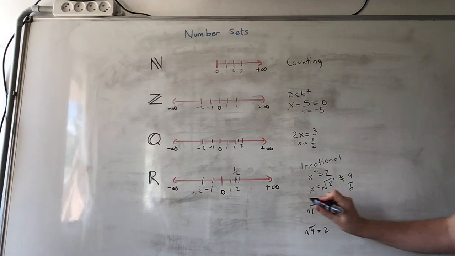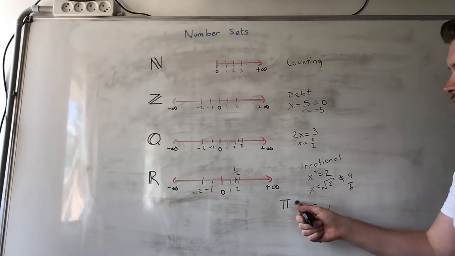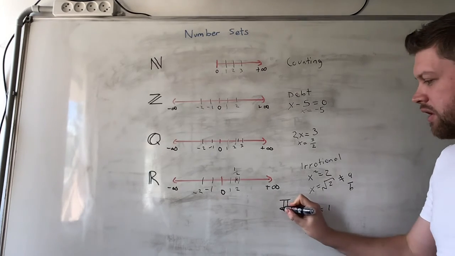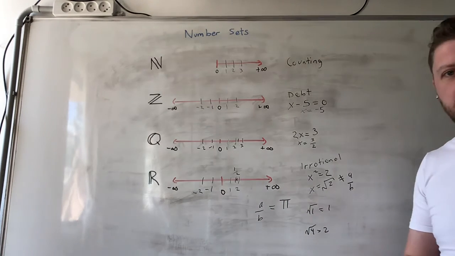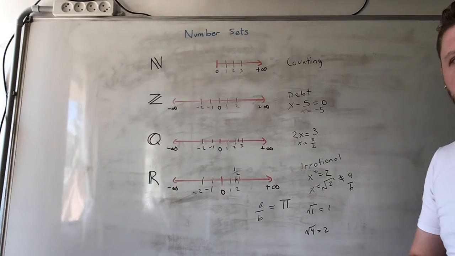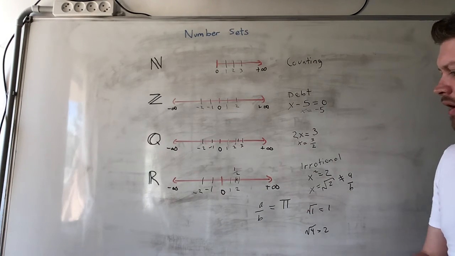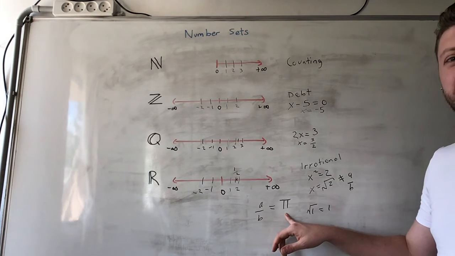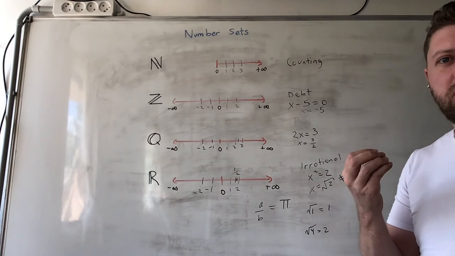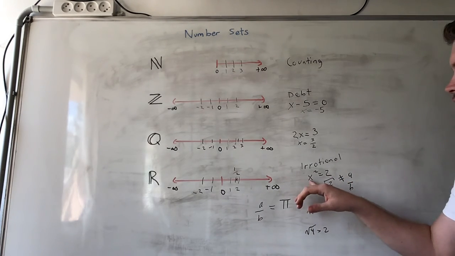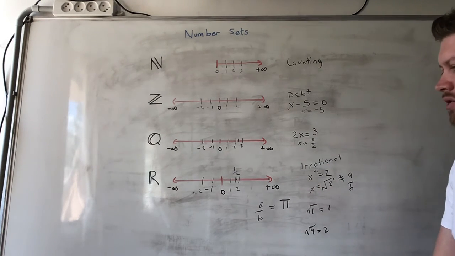Pi, for example, the famous number pi, 3.14 approximately, is a decimal that goes on forever. It's also an irrational number, so you cannot express pi as a fraction of two whole numbers. Pi, I should also say, is a transcendental number, so you cannot get to the number pi using solutions of some algebraic equation. That's an extra complication there.